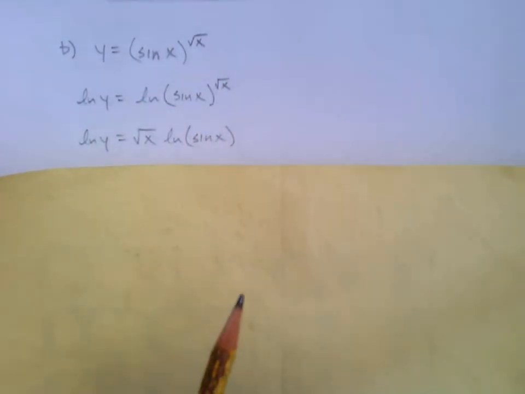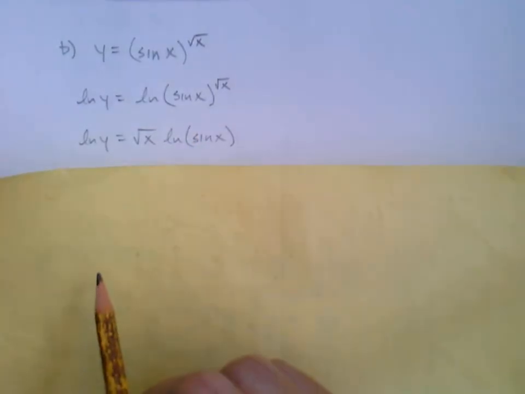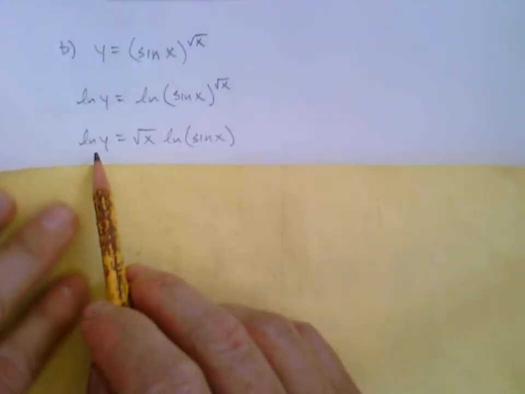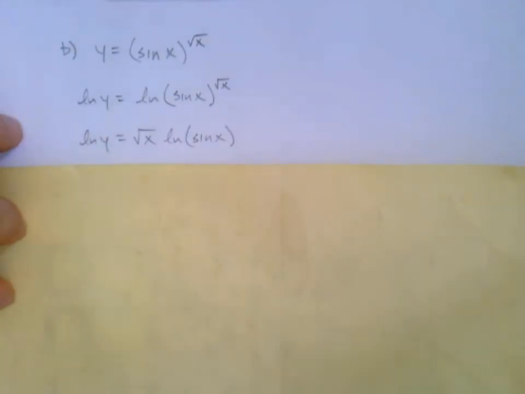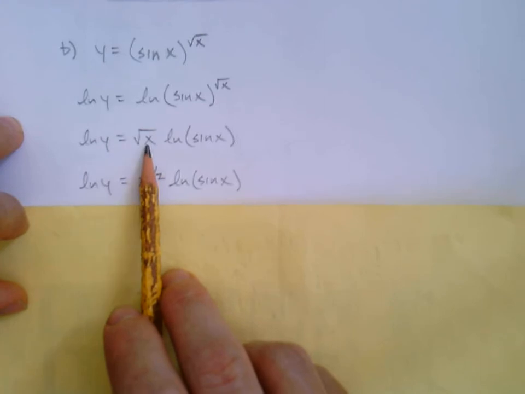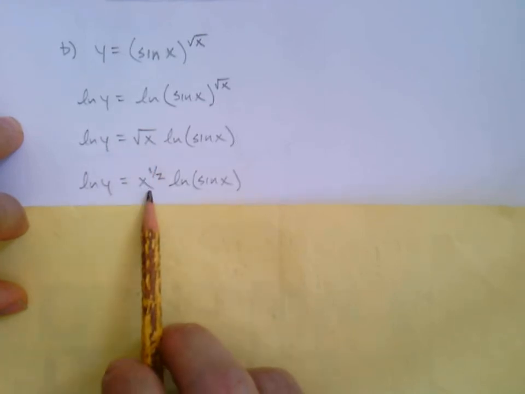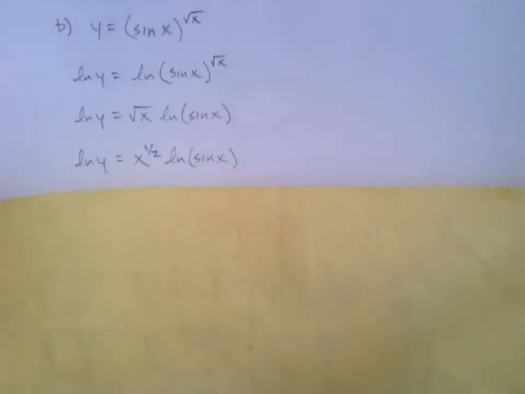Once we have it written this way, then we're going to take derivatives. And you notice on the left, it's always just going to be natural log of y. Oh, my mistake. I forgot. I'm getting a little ahead of myself, getting a little excited. I went ahead and rewrote square root x as x to the 1/2. All right, now let's take derivatives.